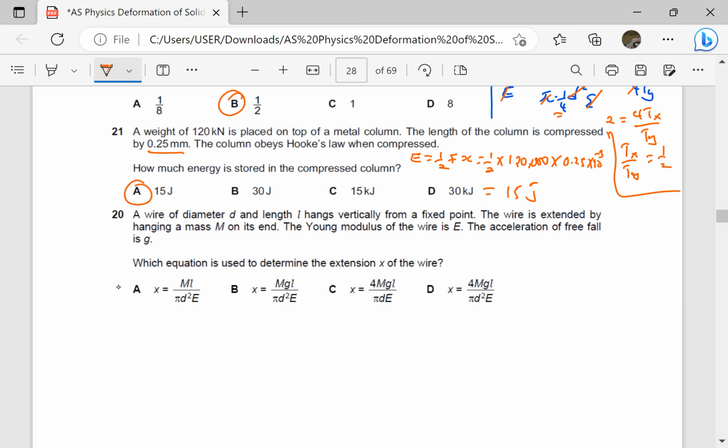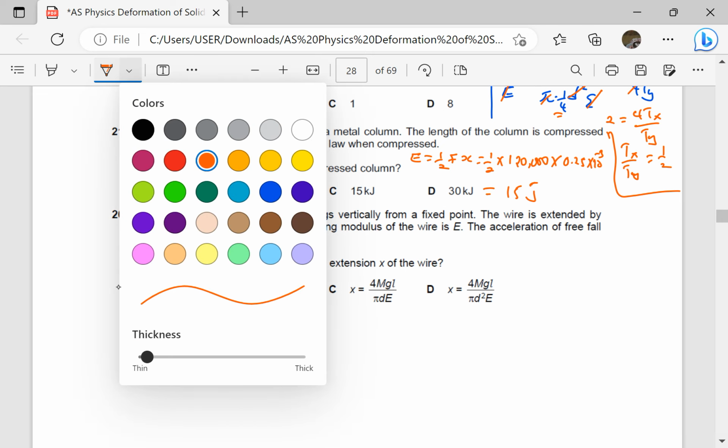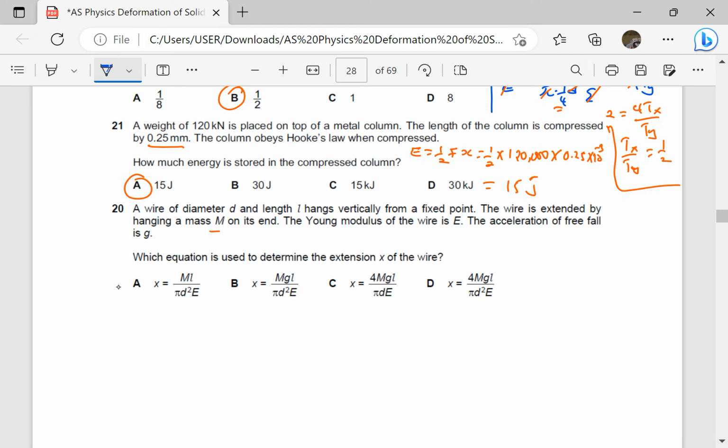A wire of diameter D and length L hangs vertically from a fixed point. The wire is extended by hanging a mass M on its end. The Young modulus of the wire is E. The acceleration of free fall is G. Which equation is used to determine the extension?